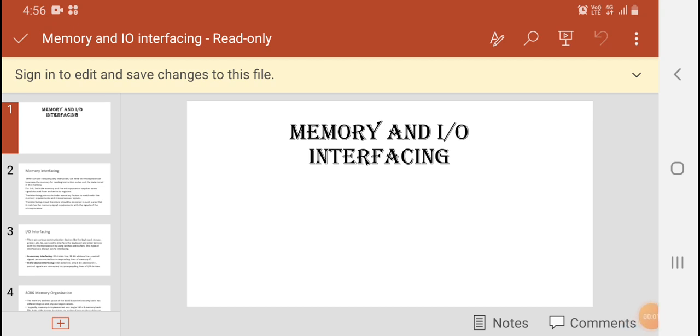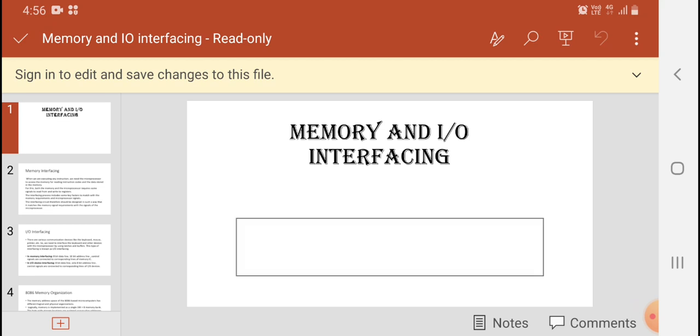So, dear students, we are going to see Unit 3 of 8086, which is Memory and I/O interfacing. So, what is memory? Memory is a very important and essential component of any processor. Memory can be RAM, ROM, or whatever, and it can be inbuilt memory on the board, or off-chip memory, on chip or off chip.